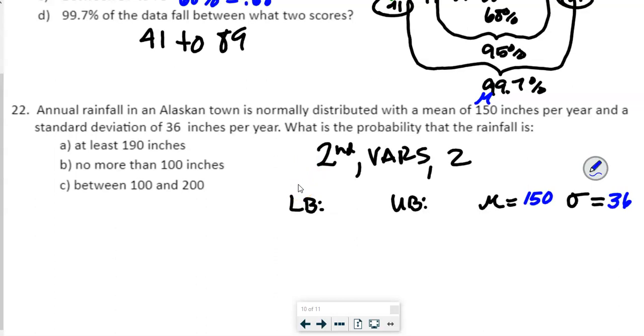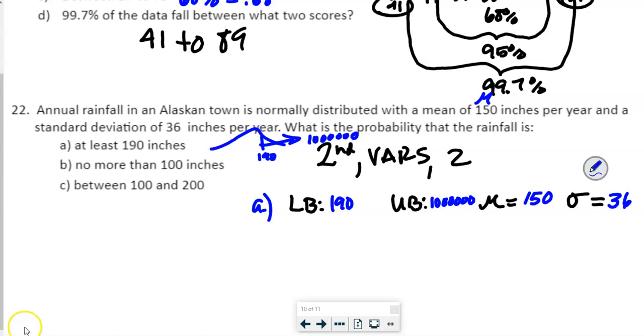So what I like to do when it has a problem like this is I go ahead and draw my curve, right? So then it says at least 190. So 190 is there, at least means it's going that way. So anytime we have a problem like this, our upper bound is going to be 1,000,000, right? A really big number. Our lower bound, if the arrow is pointed left, it's going to be negative 1,000,000, okay? So this time our lower bound is going to be our what? 190, and our upper bound is going to be our 1,000,000, okay? So this is for A.